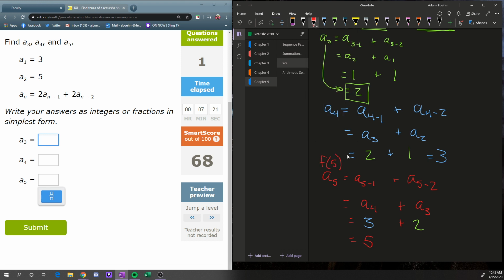Right? We're not solving for f here. We're solving for the fifth term. Right? A3, we're not solving for A there. We're solving for the third term. That's what A3 means. Okay, so we'll do another one.